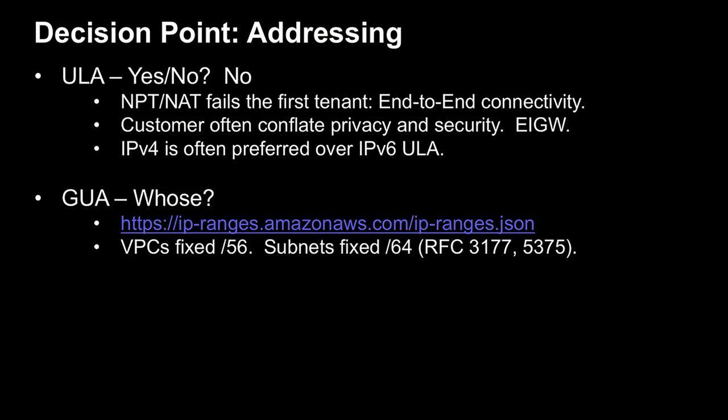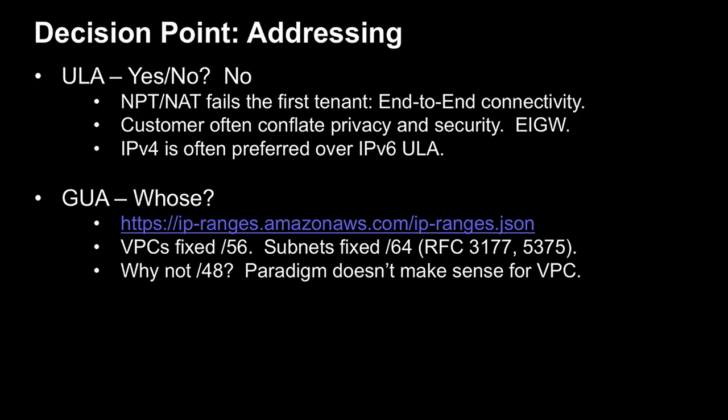Now, the VPC's subnets are fixed at /64. I mentioned in the IPv4 world, customers have some flexibility in size. In V6, it is fixed at /64. And the VPC CIDR block is /56. Now, if there are RFC weenies here, they're going to ask us why it's not a /48. Well, there are a variety of reasons.